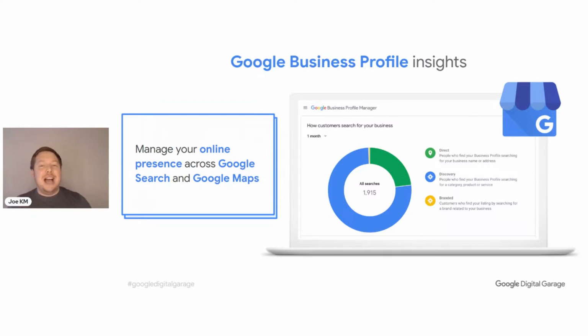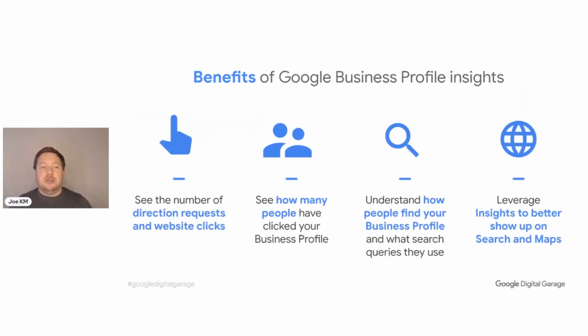But now you can see how many people have discovered you on Google, how many people have seen your business appear, how many people have typed in your business name, how many people have gone directly to your business profile via Google Maps. It also shows you the number of direction requests, the number of clicks that people have gone to your website just because of Google My Business or Google Business Profile. Sorry, Google My Business was its old name. See how many people have clicked your business profile.